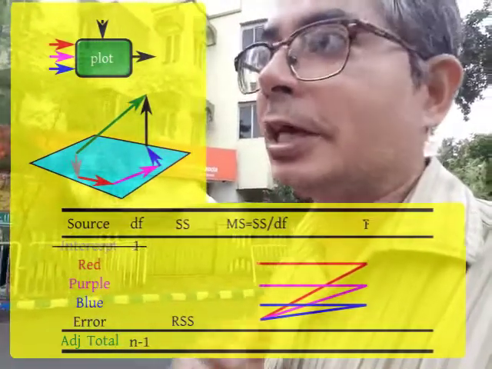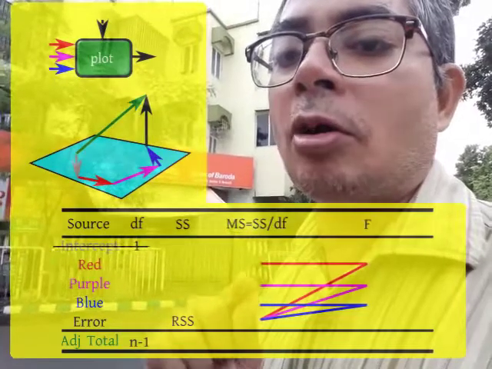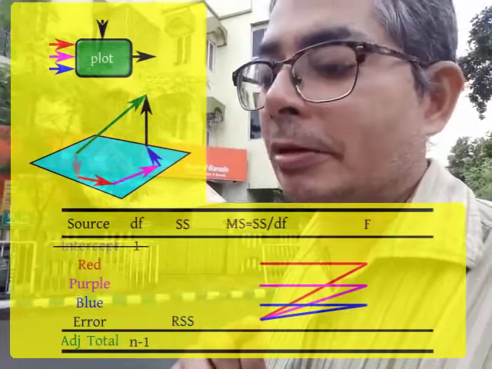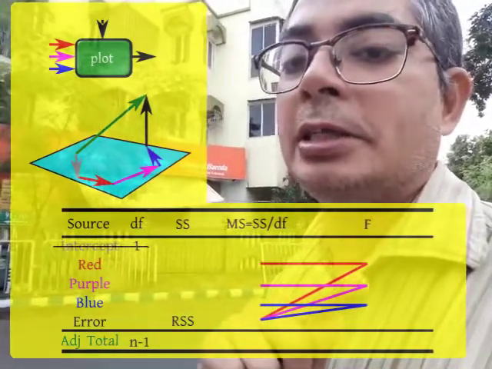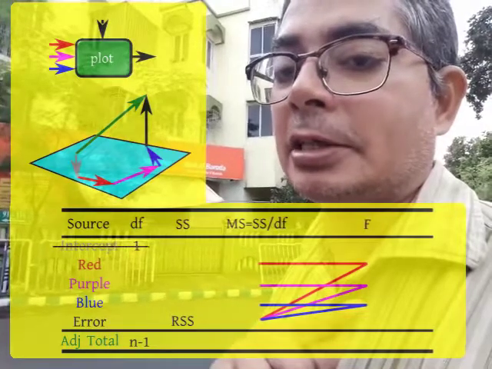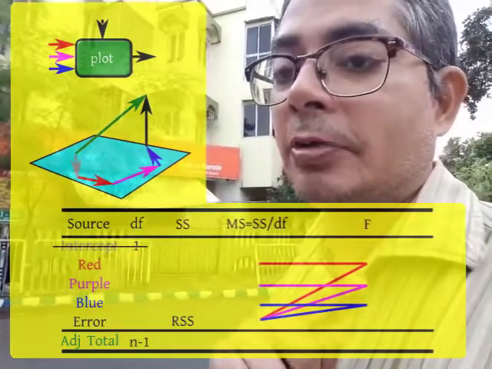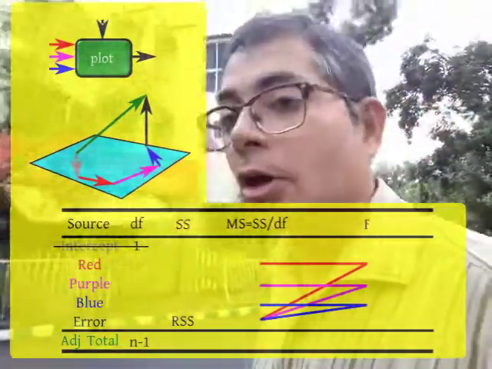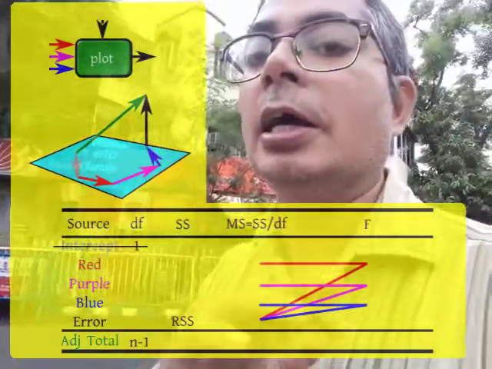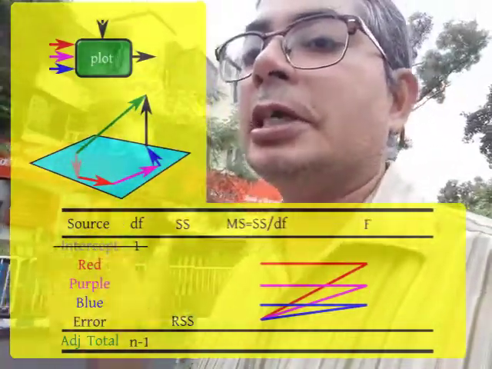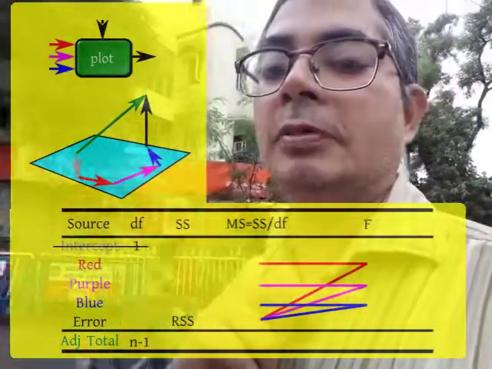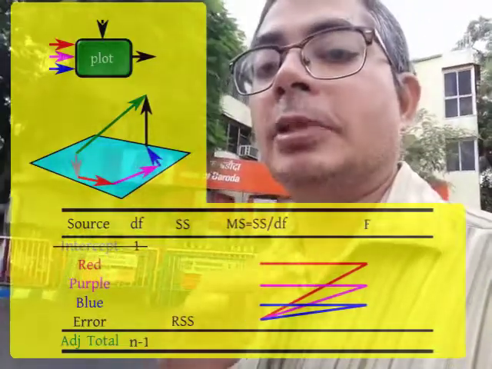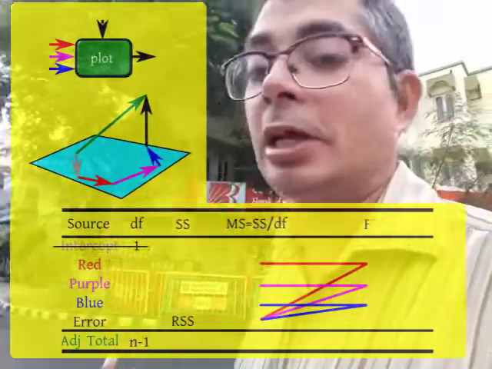Then they will compute the F statistic, which is nothing but dividing all these mean squares by this estimate of sigma square, and then you will get this F statistic, this F statistic, this F statistic. This F statistic will test whether the red arrow has any influence on the output or not. If this is small, then you will say that the red input has no effect. Similarly, if this number is small, then you will say that the purple input has no effect. If this is small, then the blue input does not have any effect.